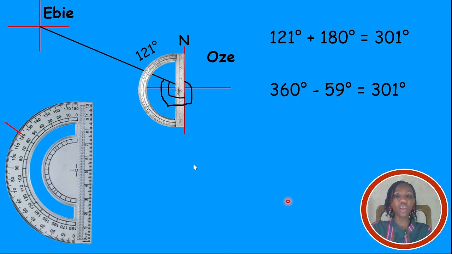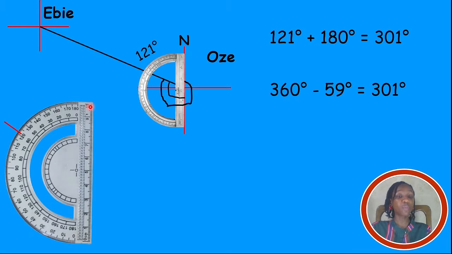So now, as we all know, the angle at a point is 360 degrees. And if we start from 0 degrees on the opposite side, that is from here all the way to this part line that we've drawn, we're going to get 59 degrees. And so showing that on our protractor, because initially to get the 121 degrees, we started from here moving to this side. So that's from this 0 and moving this way up to the line, we had 121 degrees.